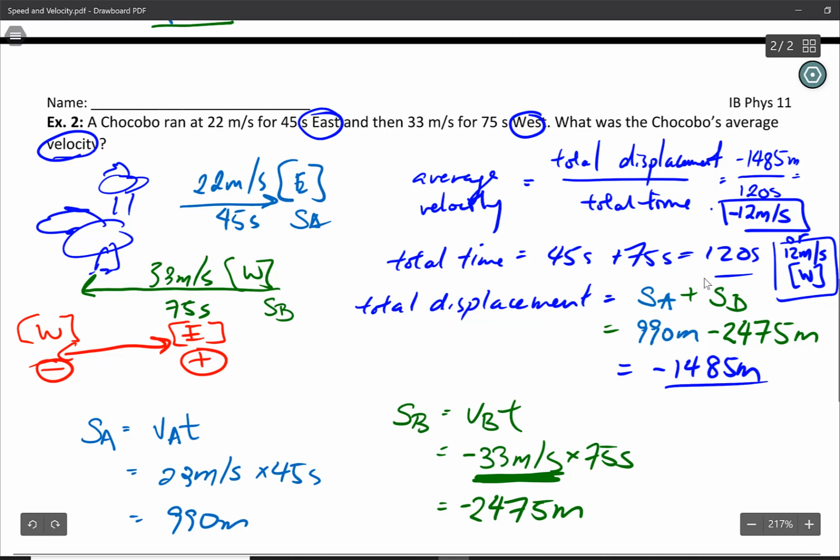Either way works. Hopefully these examples give you an idea of the difference between instantaneous and average velocity. We did some examples with the calculations. Hopefully this video helped you clarify a few things and will help you do some future examples.